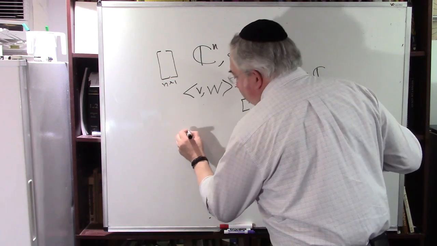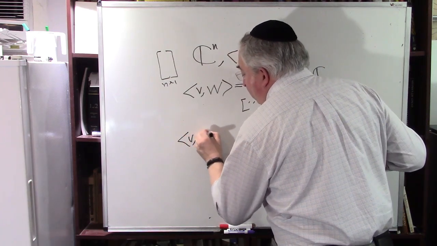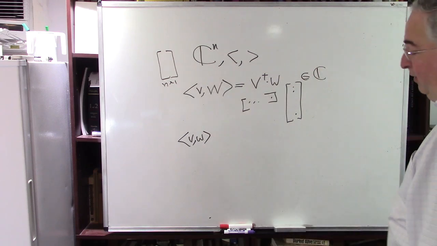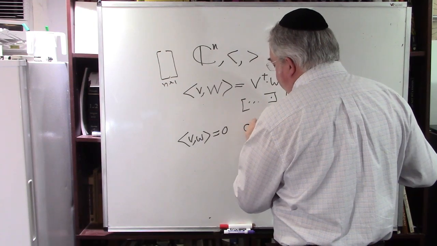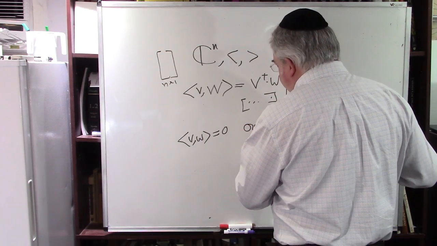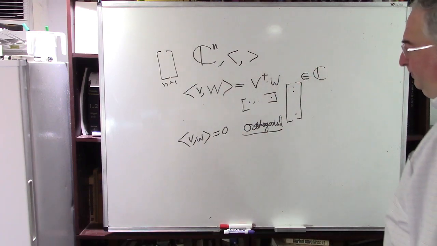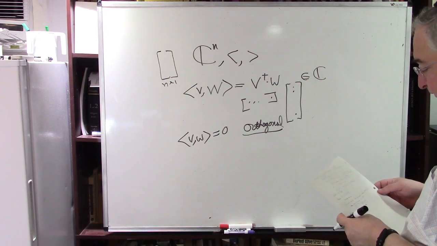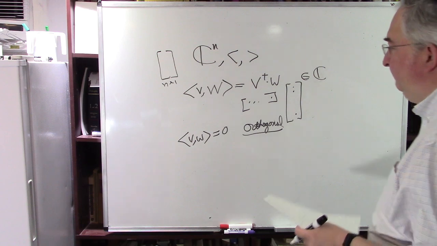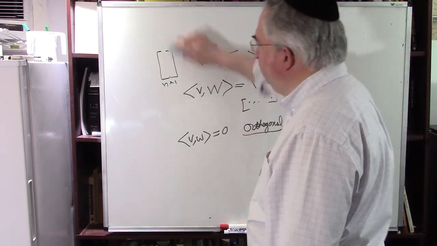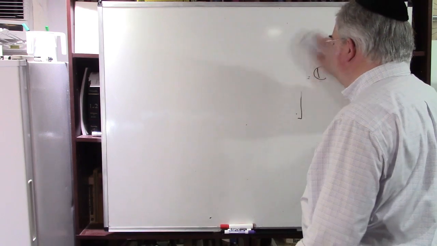Now, if v and w are vectors and we're comparing them, and their inner product is equal to 0, we say these vectors are orthogonal. So we have complex numbers and we have inner products. We use these inner products to make other definitions, to describe other structures. So let's talk about that.